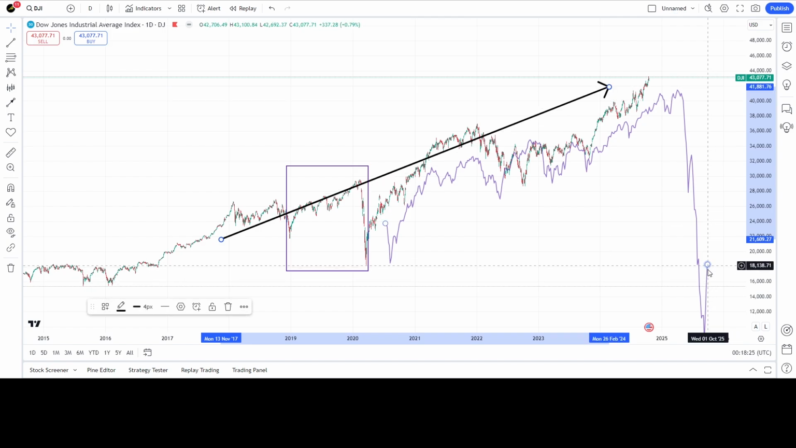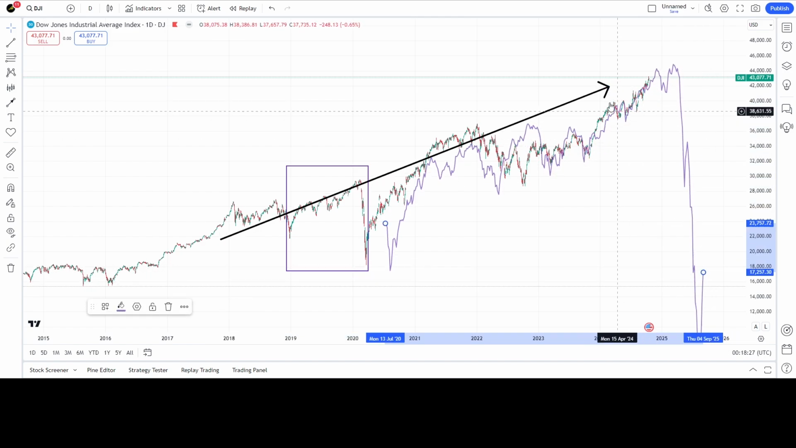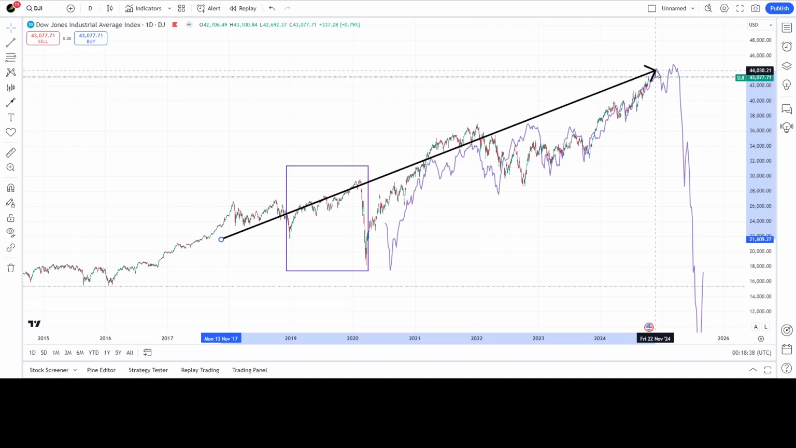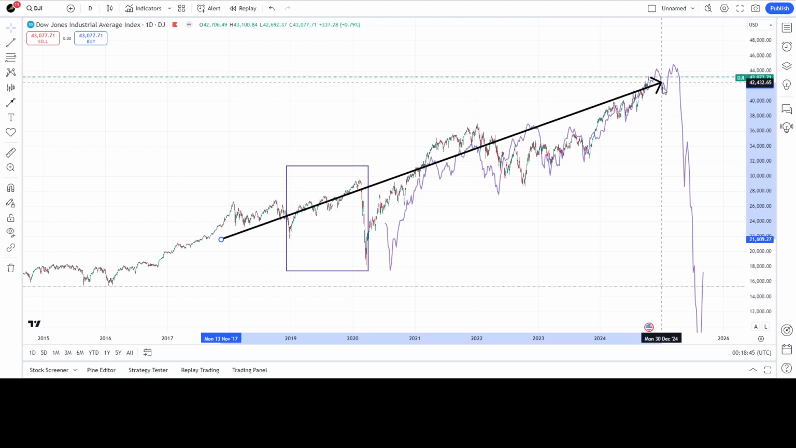So it is my belief that we are currently in that process. I don't know exactly where we are in this structure, but it is my belief that we are likely approaching this peak. So we still may have some more room to go, more upward movement before it declines.